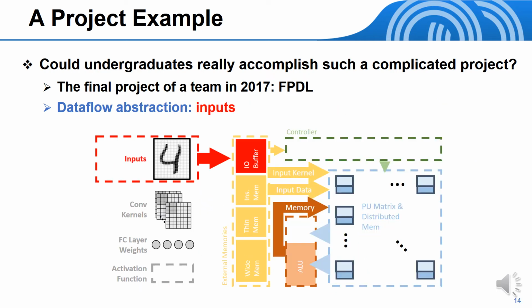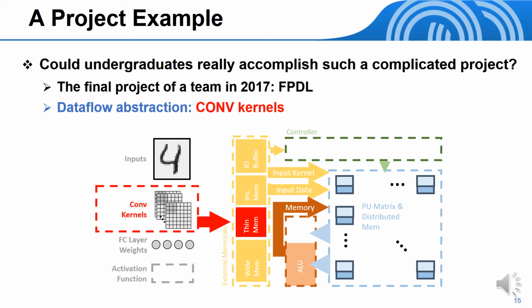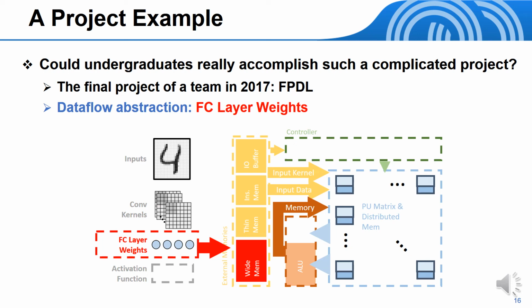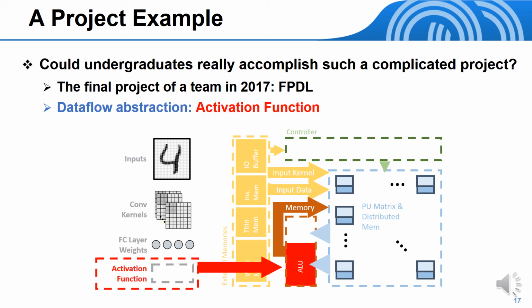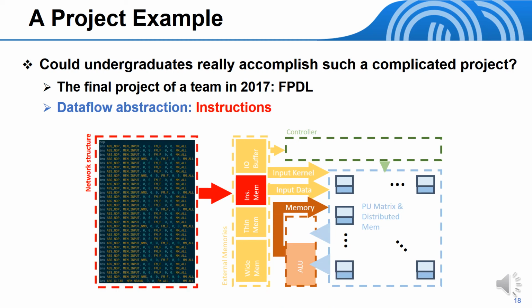For running the data flow, the input states are loaded into the I/O buffer, as shown here. For convolution kernels, those weight data are loaded into the convolution memory space here. For the fully connected layers, the weight data are loaded into the wide memory space here. And the activation functions are performed in the ALU processing logic here. Most importantly, their computation data flow is controlled by the instruction streaming, which is loaded into the instruction memory space here. They use different memory spaces to store different data or instructions.